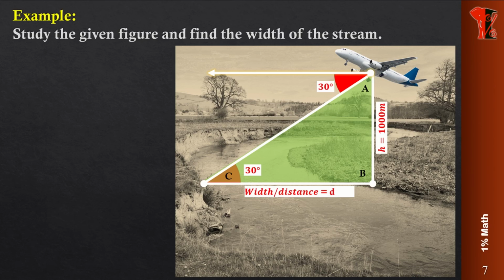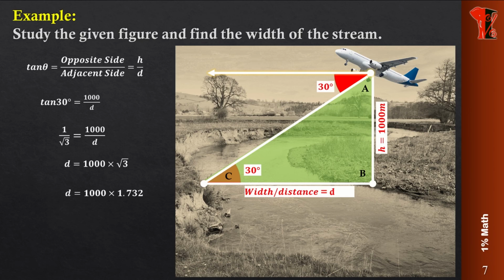If I find the distance between the banks, it is going to be the width of the stream. So same thing, the trigonometric ratio which relates the opposite side and the adjacent side is nothing but tan theta, or we can say tan. Substitute the values. So the angle is 30 degrees, so it becomes tan 30 degrees is equal to h, which is 1000 meters, so 1000 meters by d. Continue the calculation. tan 30 we know, which is 1 by root 3. Cross multiply, it becomes 1000 into root 3. So d is equal to 1000 into 1.732. So multiply, you will get 1732.